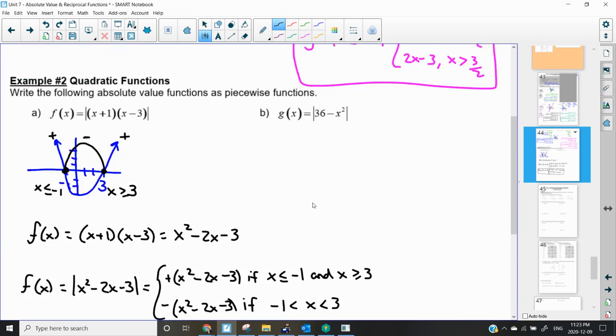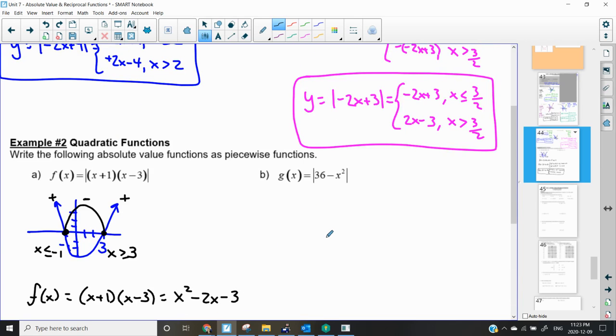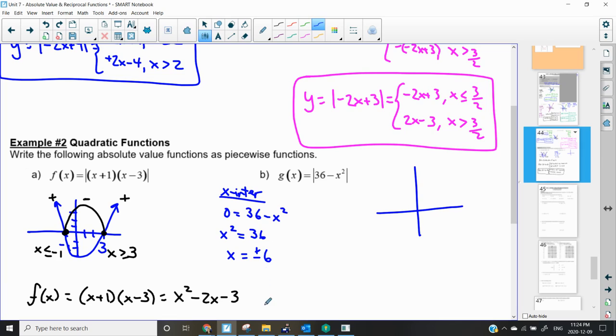All right, moving on to our next example here. We have g of x equals 36 minus x squared. Again, we can sketch our graph and use that to determine our pieces. We're going to start off by finding our x and y intercepts. So for x-intercept, y equals 0. So I'm going to have 0 equals 36 minus x squared. So x squared equals 36. When I square root, I'm going to have x equals plus or minus 6.